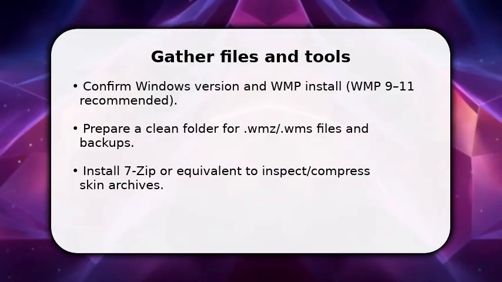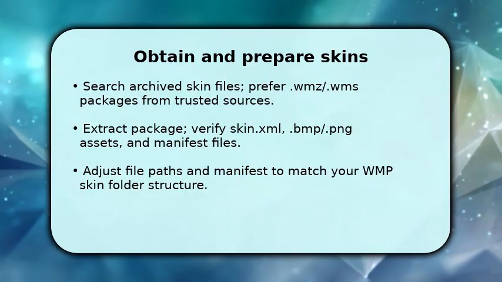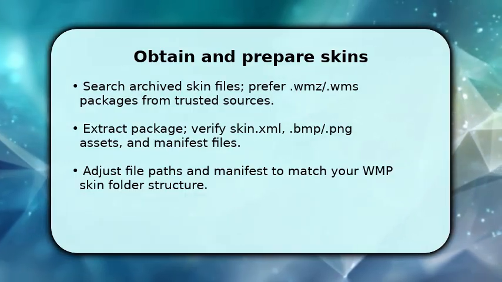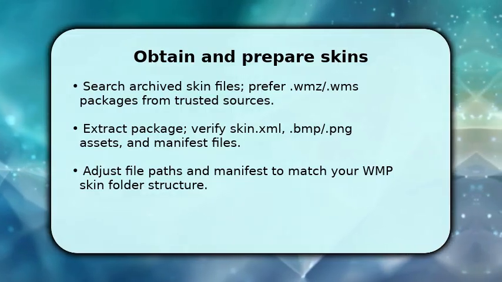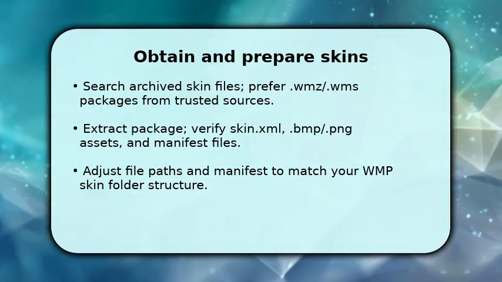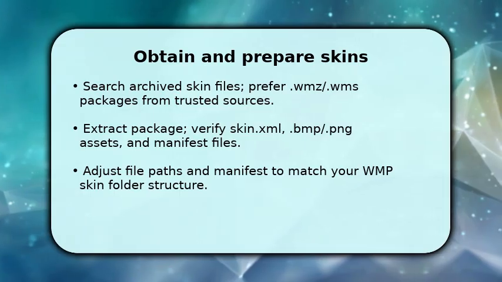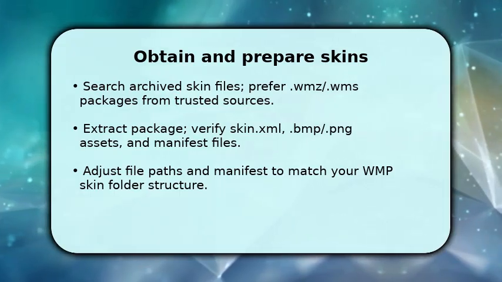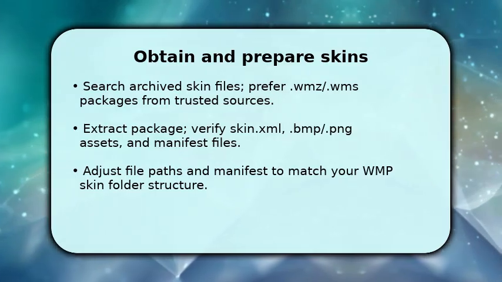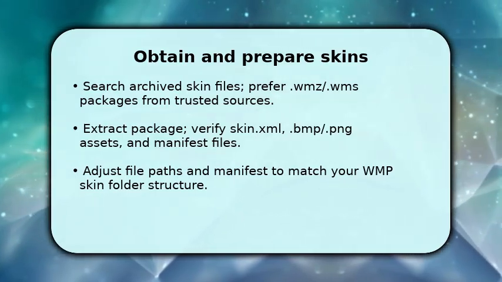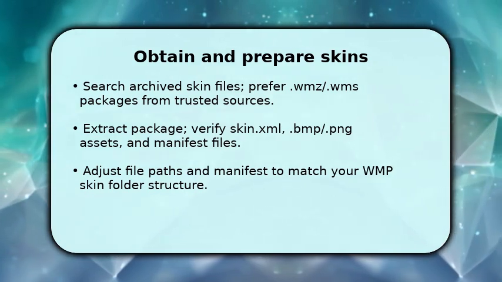You now locate archived skin packages and bring them into your working folder. Once you extract a WMZ, check for a skin, XML or manifest plus image assets. These are necessary for Windows Media Player to render controls. If paths differ, open the manifest and update asset file names or folders to match WMP's expected layout. Also confirm any version tags if a skin targets an older WMP. Modify the compatibility fields so the player will accept and display the skin correctly.